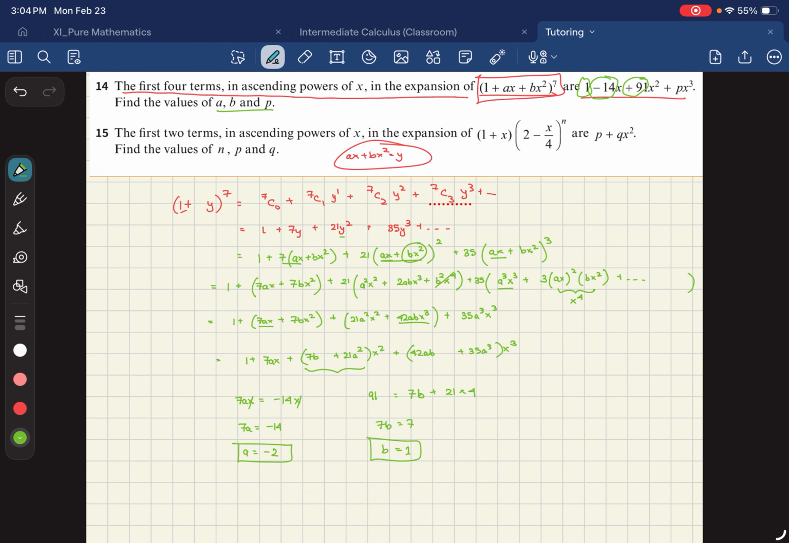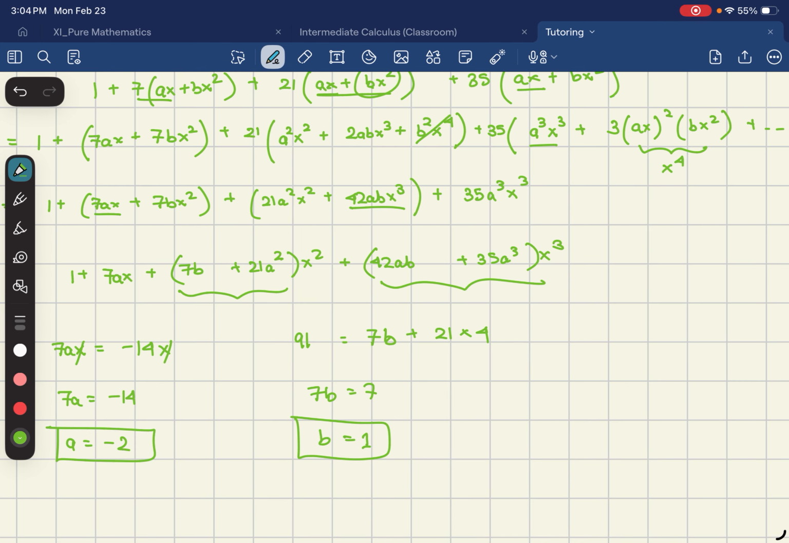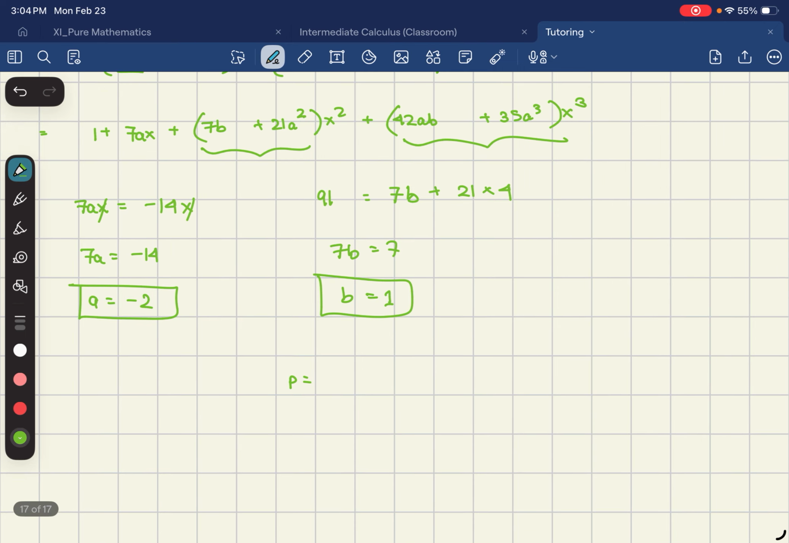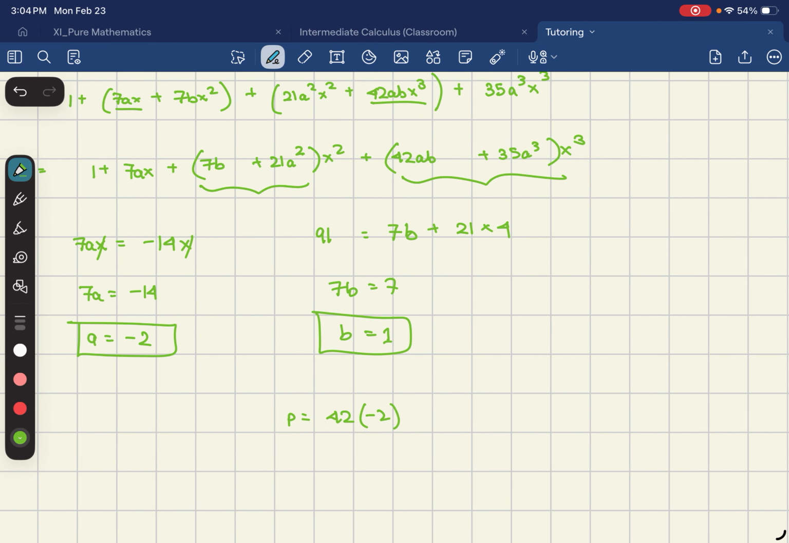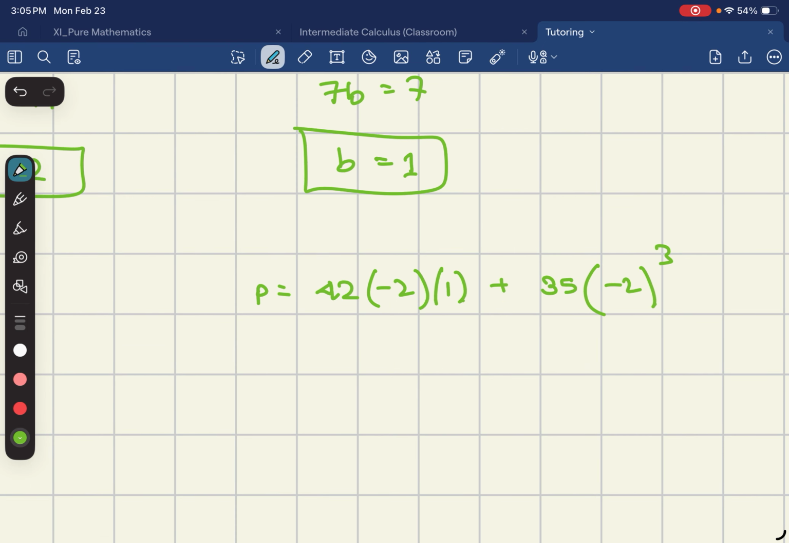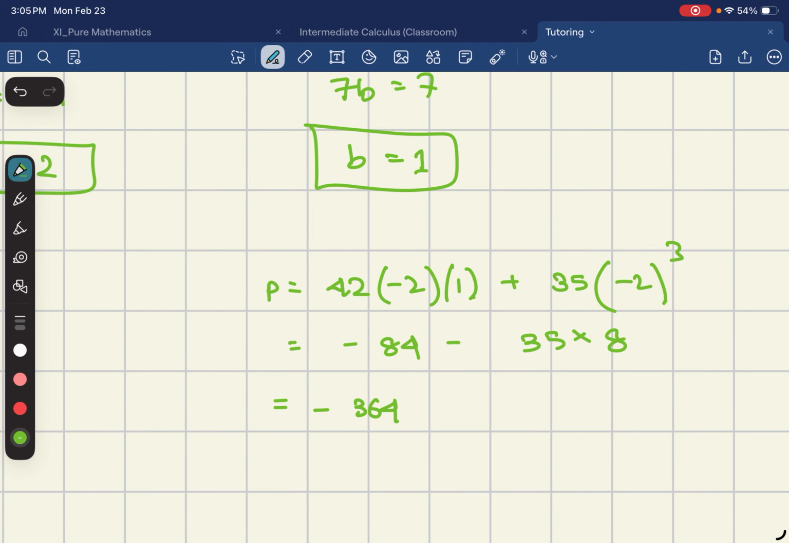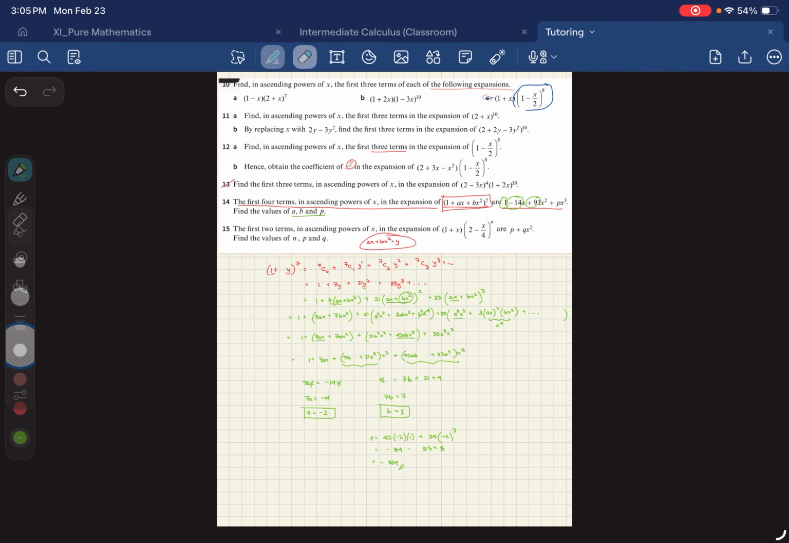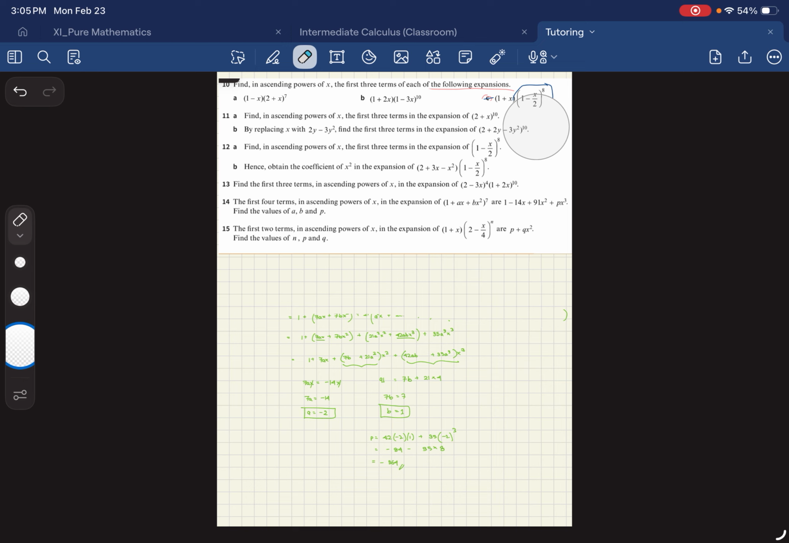And finally, to calculate the value of p, well, p is just this. So I have p is equal to 42 times negative 2 times 1 plus 35 times negative 2 cubed. And that is minus 84 minus 35 times 8. And that simplifies to negative 364. That is your p-value. And so we're almost done.